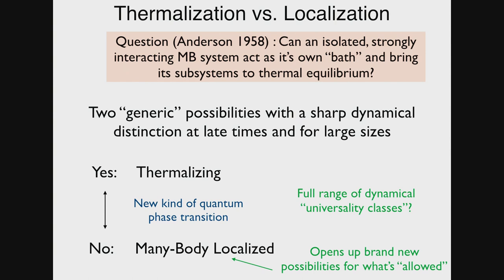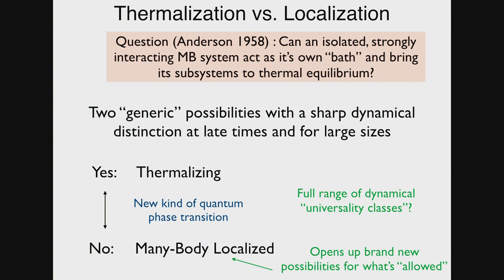So one example that I won't have time to get into, but I'll briefly touch on, is a topic that's received a lot of attention recently, which is time crystals. Because time crystals are a dynamical phase of matter which have been proven to not exist in equilibrium. But in this out of equilibrium, many body localized setting, suddenly they can show up. Okay?